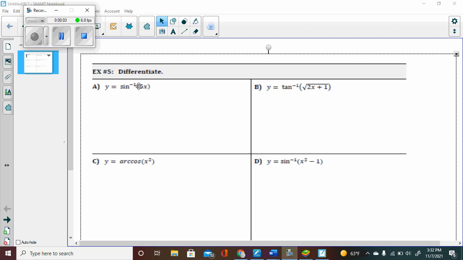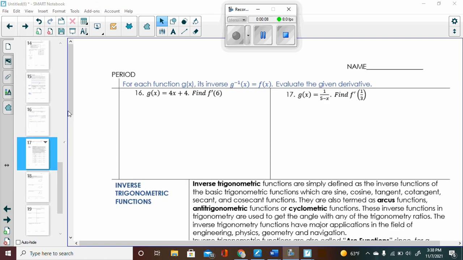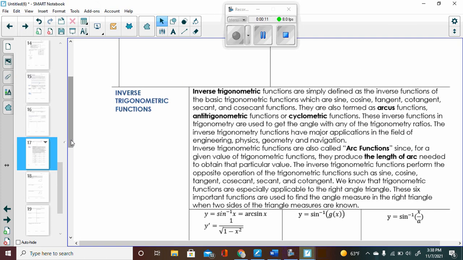Inverse trigonometric functions. And the thing is they're not very difficult. All right, guys. So we're on this part for inverse trigonometric functions. It's going to be pretty straightforward. So these functions are pretty much called Arcus functions, anti-trigonometric functions, or cyclometric functions.